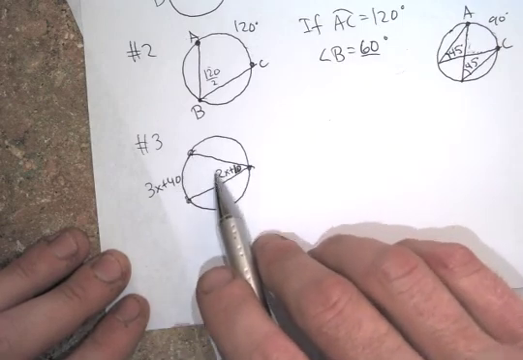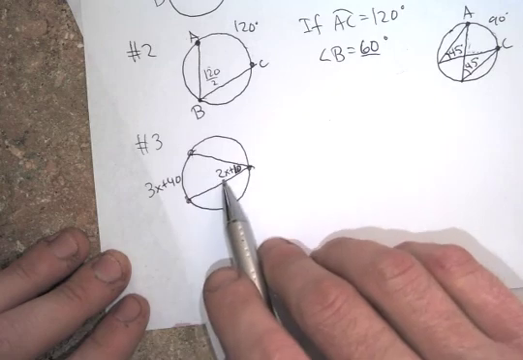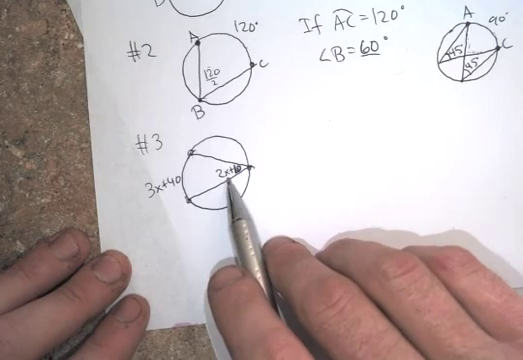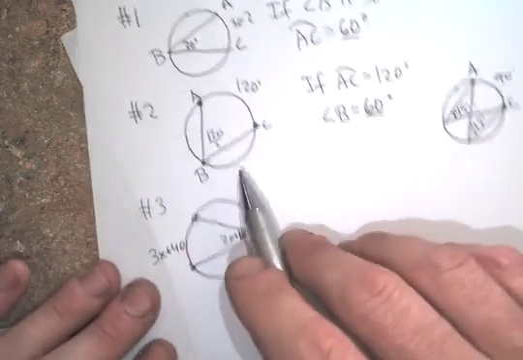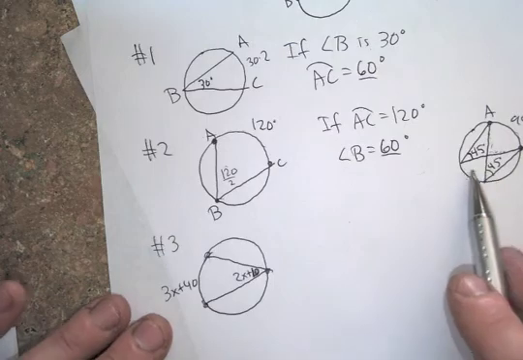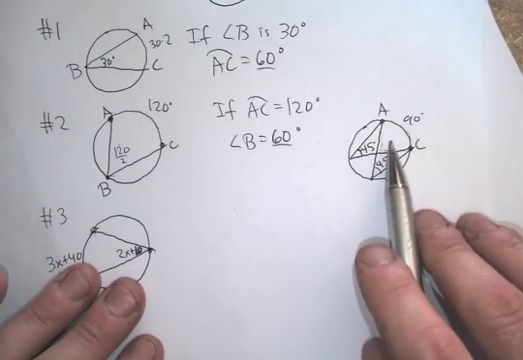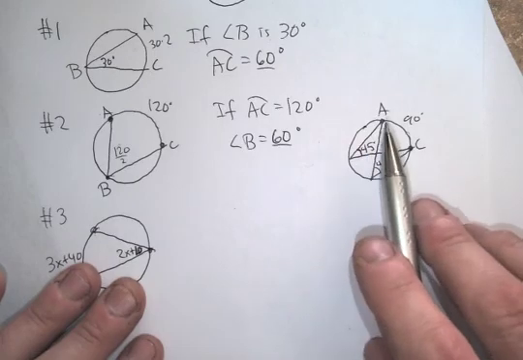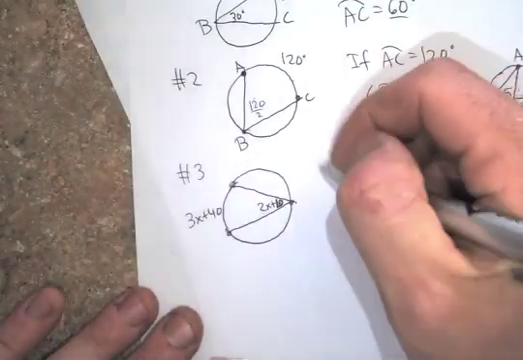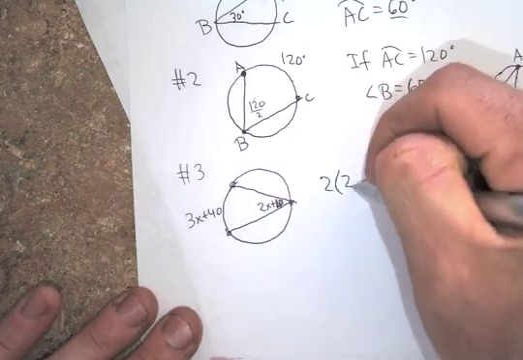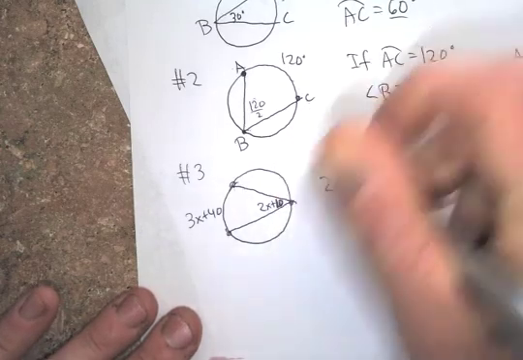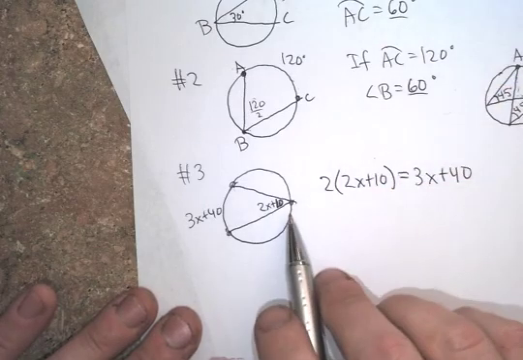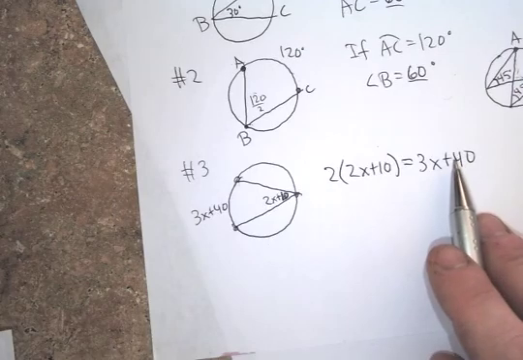You don't make them equal 180. What's the relationship? The relationship is this is half of this. Meaning, if I times this by 2, it will equal this. That's the setup. If I times that inscribed angle by 2, it equals the arc. That's how you set it up. Hopefully that makes sense. Times the smaller one by 2, it equals the bigger one. That's the relationship. That's the equation.